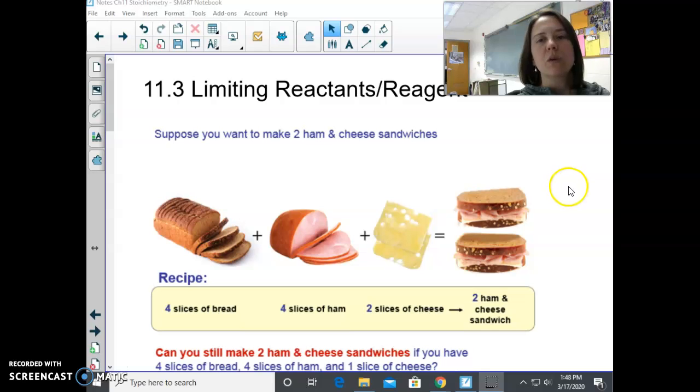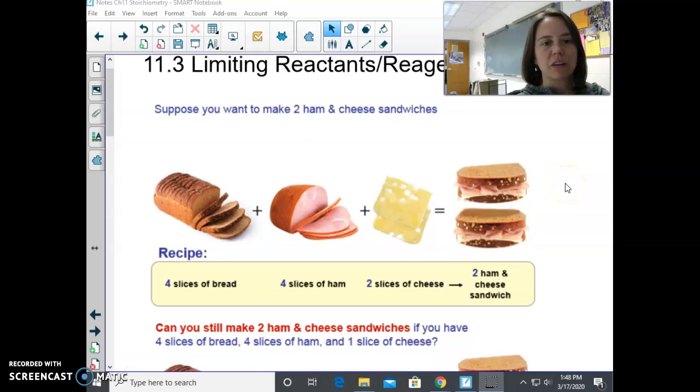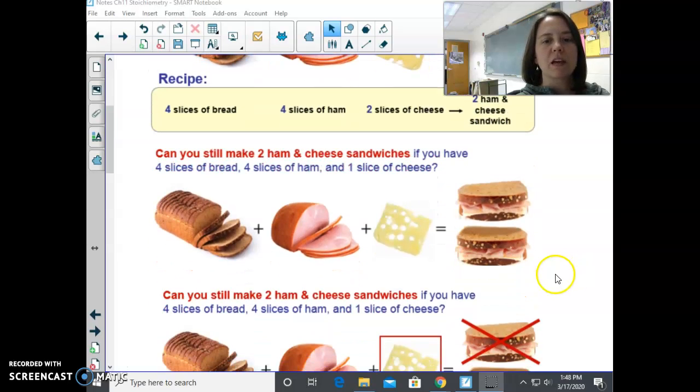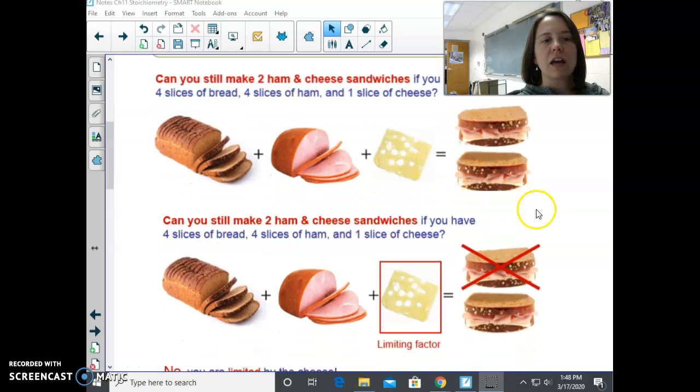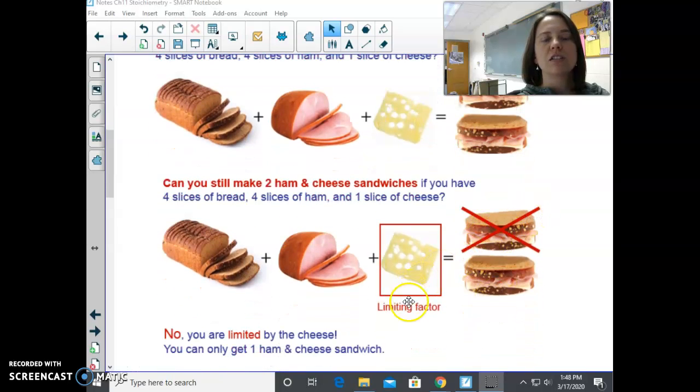So just a review of what we covered last week. Suppose you wanted to make 2 ham and cheese sandwiches that takes 4 slices of bread, 4 slices of ham, 2 slices of cheese. You can make 2 ham and cheese sandwiches. If you only have 1 piece of cheese, you cannot make 2 ham and cheese sandwiches, so cheese is your limiting factor.